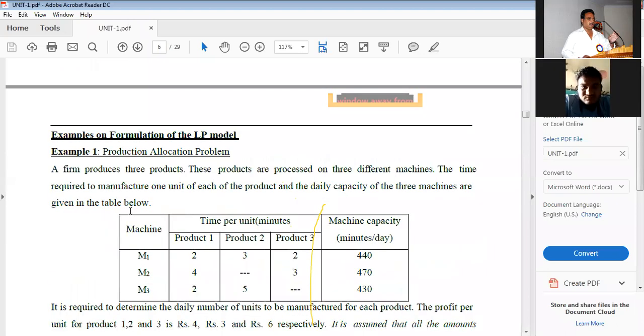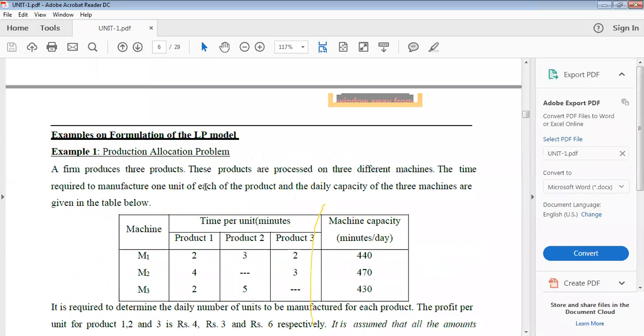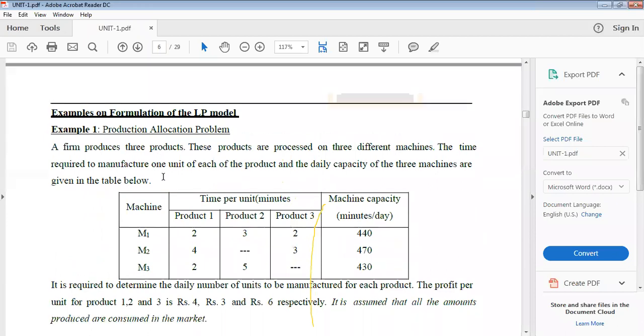Next come examples and formulations of the LP model, which is very important. So how do you formulate a problem? I told you that you have to create an objective function. How do you create an objective function? This is the problem given. Here the firm produces 3 products. These products are processed on 3 different machines. The time required to manufacture one such unit is given here.